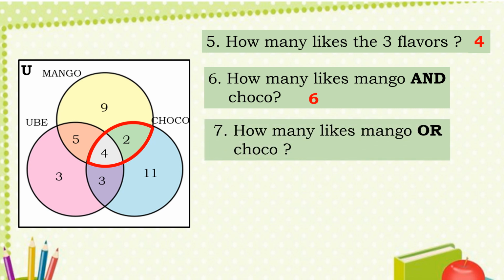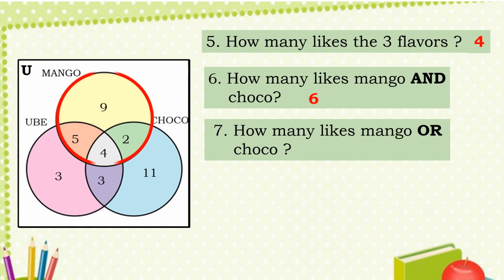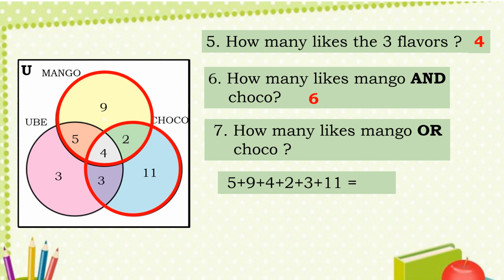Next, how many like mango or choco? Remember, or means union. In other words, I got here mango plus the choco. So, how do we get that? Add those cardinal numbers inside mango and choco. So, 5 plus 9 plus 4 plus 2 plus 3 plus 11 equals 34.